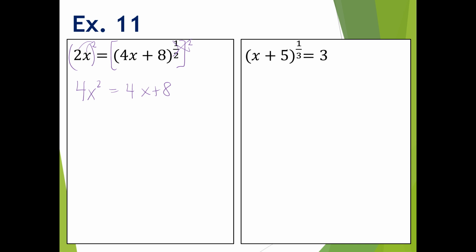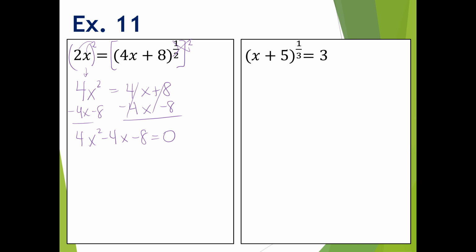Okay, now this is a quadratic, so we want to make sure that we get everything onto one side. So we're going to say minus 4x minus 8, because our 4x squared is positive, so we want to leave it. Okay, that leaves us with 4x squared minus 4x minus 8 equals 0. Now, we're going to have to factor this.